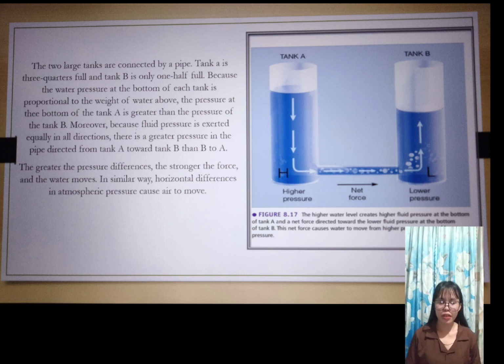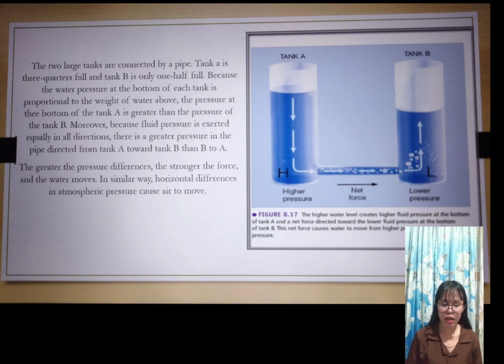The two large tanks are connected by a pipe. Tank A is 3/4 full and tank B is only 1/2 full. Because the water pressure at the bottom of each tank is proportional to the weight of water above, the pressure at the bottom of tank A is greater than the pressure at tank B. Moreover, because a fluid's pressure is exerted equally in all directions, there is a greater pressure in the pipe directed from tank A towards tank B than from B to A. The greater the pressure difference, the stronger the force, and the water moves.